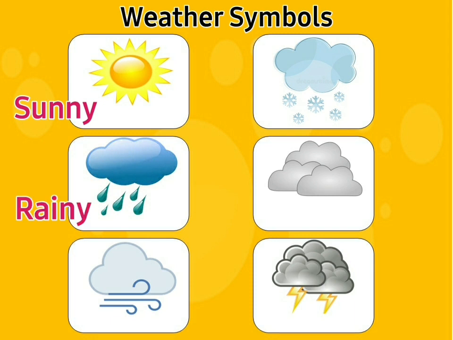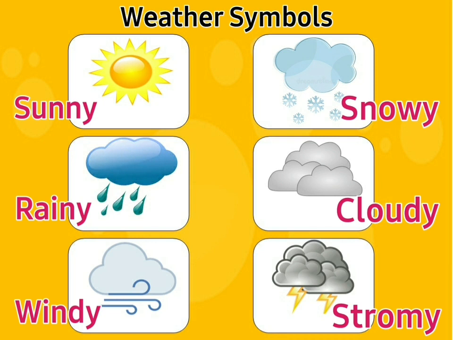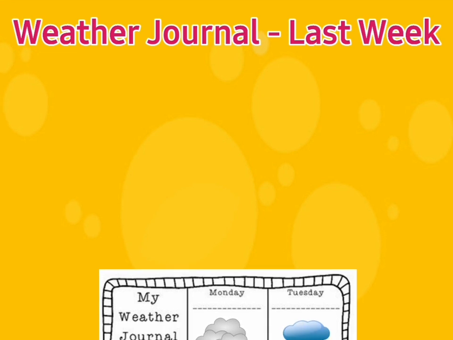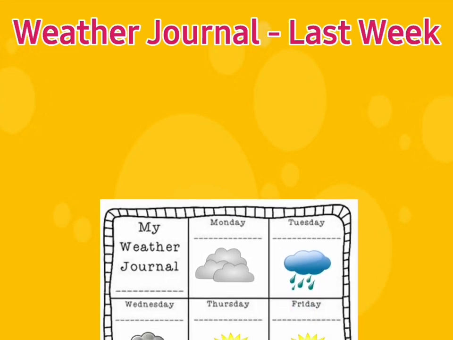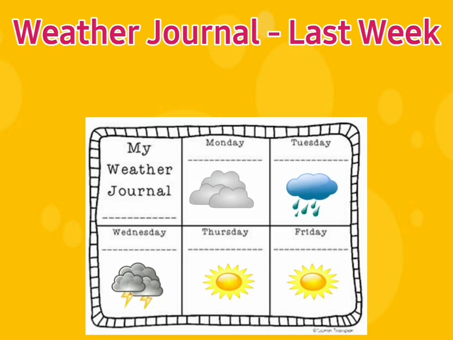Sunny, rainy, windy, snowy, cloudy, stormy. By using weather symbols, we can keep a weather journal as follows. This is the weather journal I prepared for the last week.